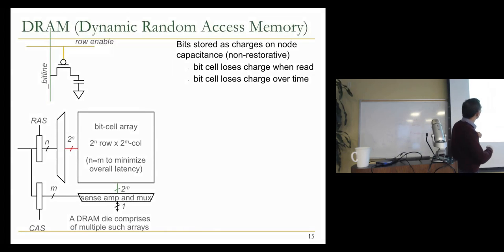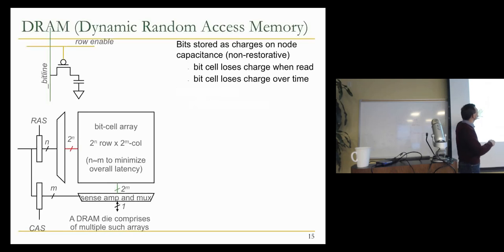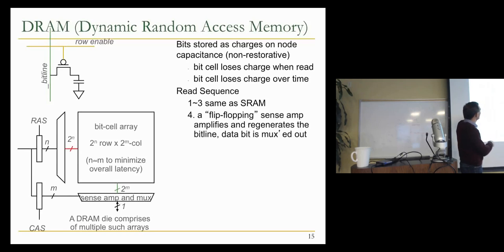Well, I already told some of this, actually. Bit cell loses charge when it's read, and bit cell loses charge over time. Read sequence is very similar to SRAM. Basically, you need to decode the address, drive the word lines, and then they drive the bit lines, and then you do sense amplification. Sense amplifier is different. Basically, a sense amplifier looks like a flip-flop in DRAM.